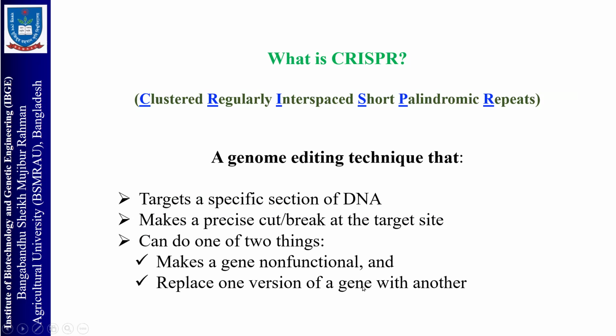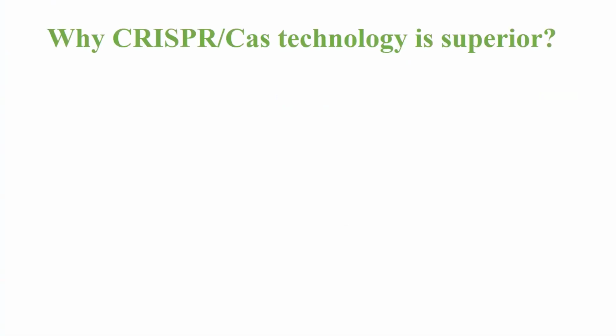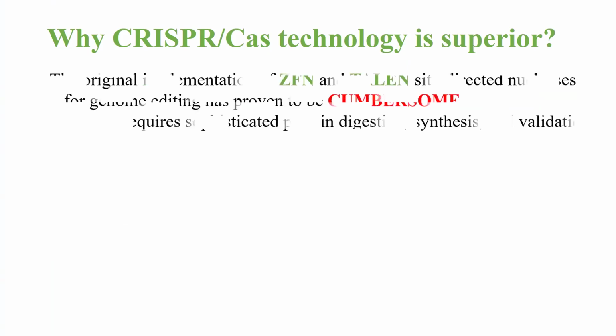If there is an error, you can correct it. This is a very simple output of genome editing, but it can be much more, and nowadays it is becoming user friendly. So I mentioned CRISPR-Cas technology is superior and smart, the latest one. And why is it superior to the zinc finger nuclease and the TALEN?